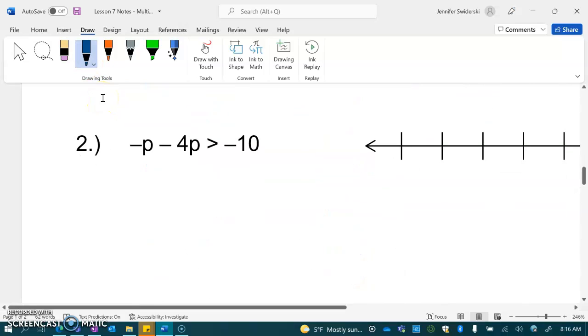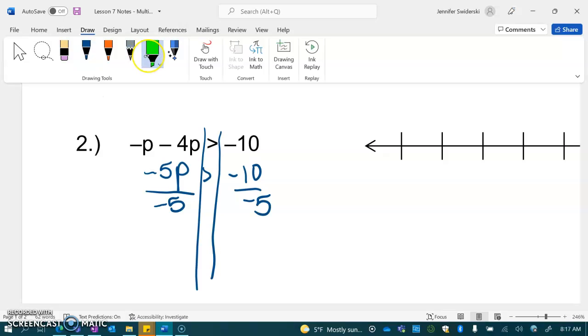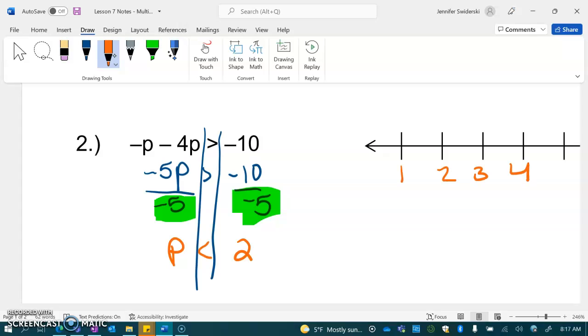For number 2, same idea. Let's draw our railroad tracks and combine our like terms. -p minus 4p is -5p, is greater than -10. To get p by itself, I'm going to divide both sides by -5. We've learned when we divide by a negative on both sides, I need to flip my sign. I'm going to get p is less than 2. When I graph this, maybe this is 1, 2, 3, 4, and 5. My circle will be open at 2, going to the left.